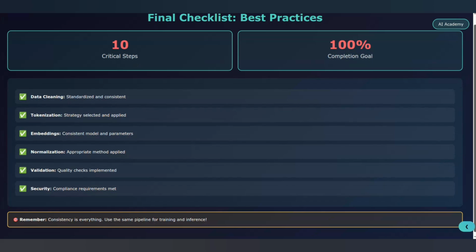And that's a wrap. We've covered the complete pipeline for professional-grade vector pre-processing. Let me leave you with the 3 most important takeaways. First, consistency is everything. Use the same pre-processing pipeline for training and inference. Second, validation saves time. Always validate your vectors and metadata at each step. Third, think in batches. Your future self will thank you when you're processing millions of vectors.